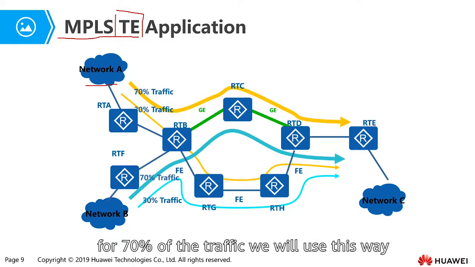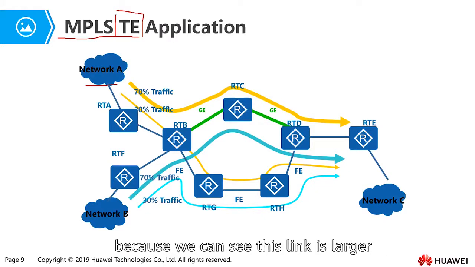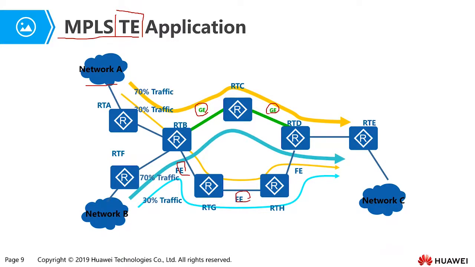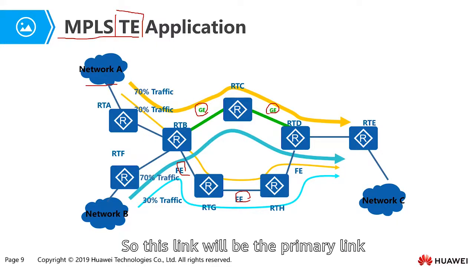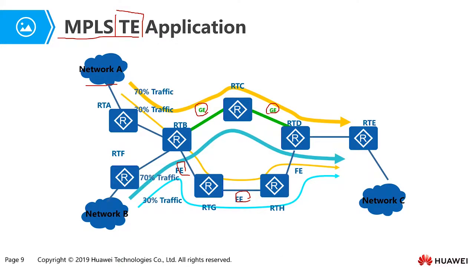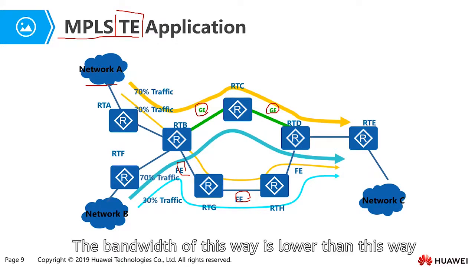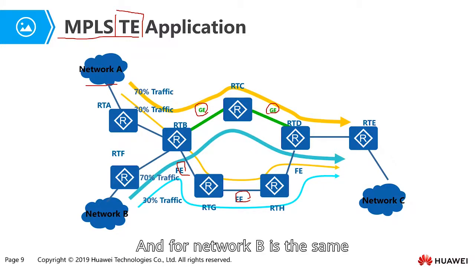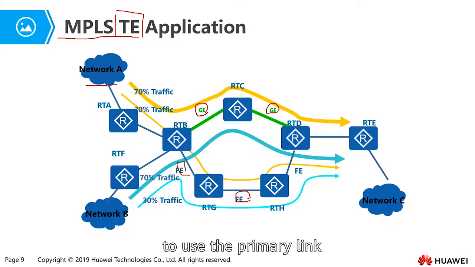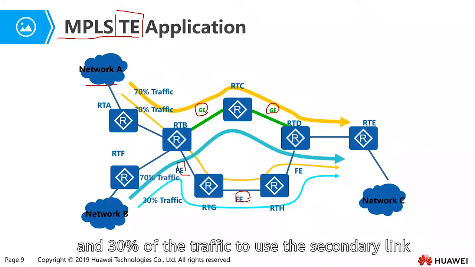70% of the traffic will use this way, because we can see the bandwidth of this link is larger than this link. So this link will be the primary link, and 30% of the traffic will go this way, where the bandwidth is lower. And also for network B, the same. We can use traffic engineering to control 70% of the traffic to use the primary link and 30% of the traffic to use the secondary link.